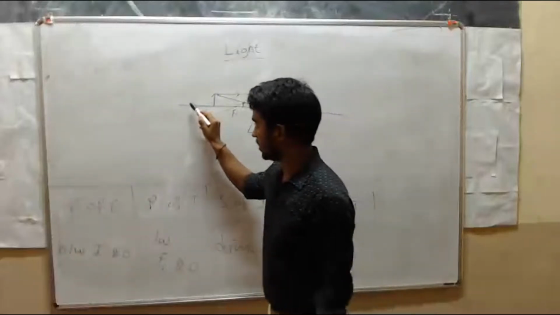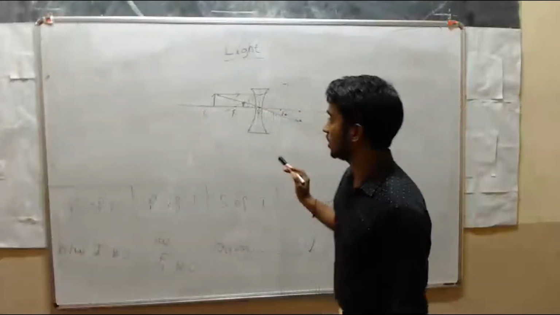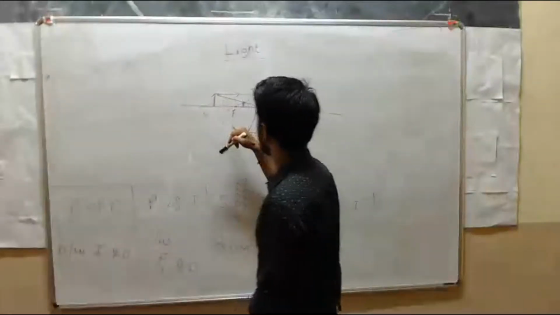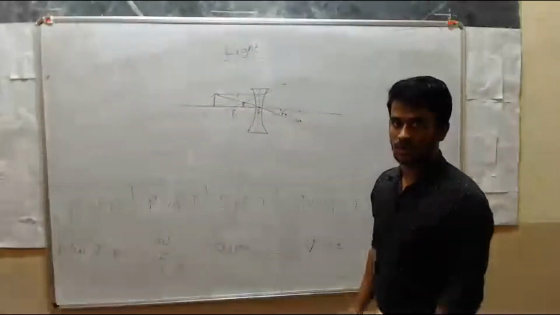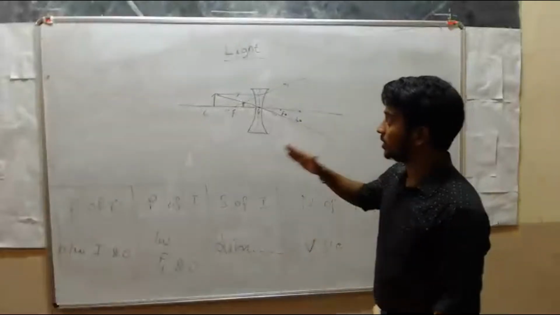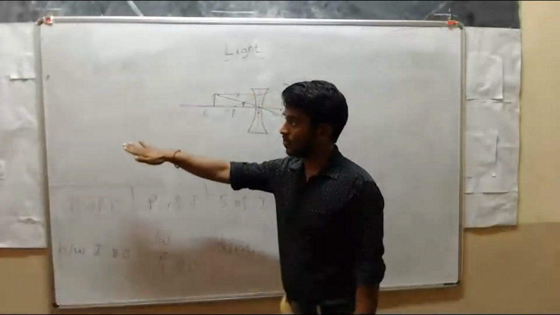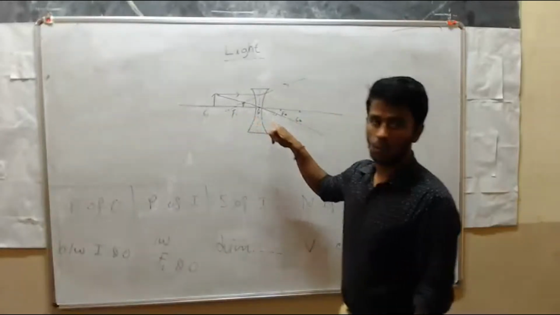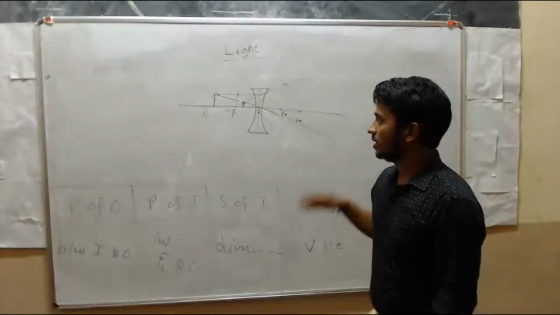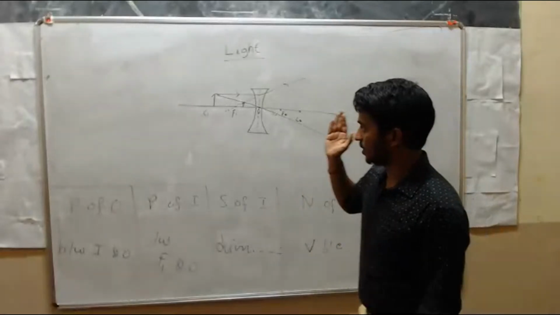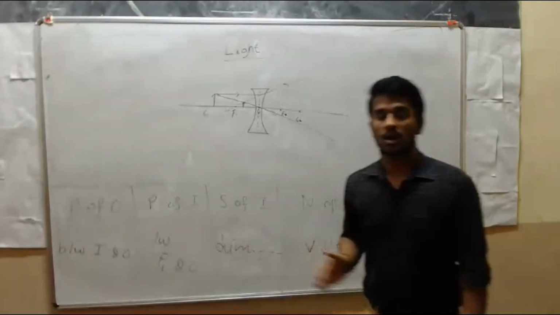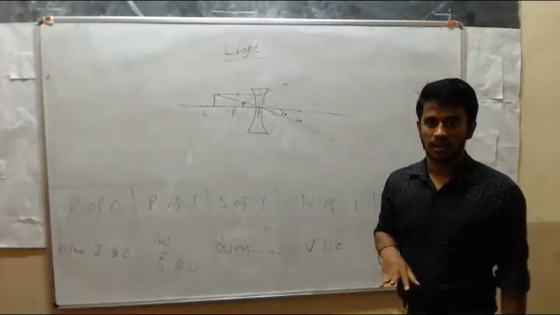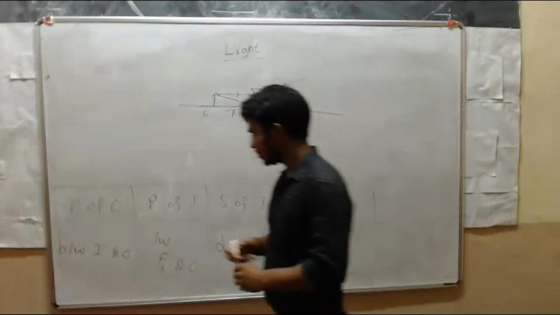You can keep the object here, wherever, except infinity. When you keep the object at infinity, you will get the image at principal focus F1. When you keep the object between optic center and infinity, you will get the image between F1 and O. The images formed by a concave lens are always virtual and erect. Here we want to get a real image.